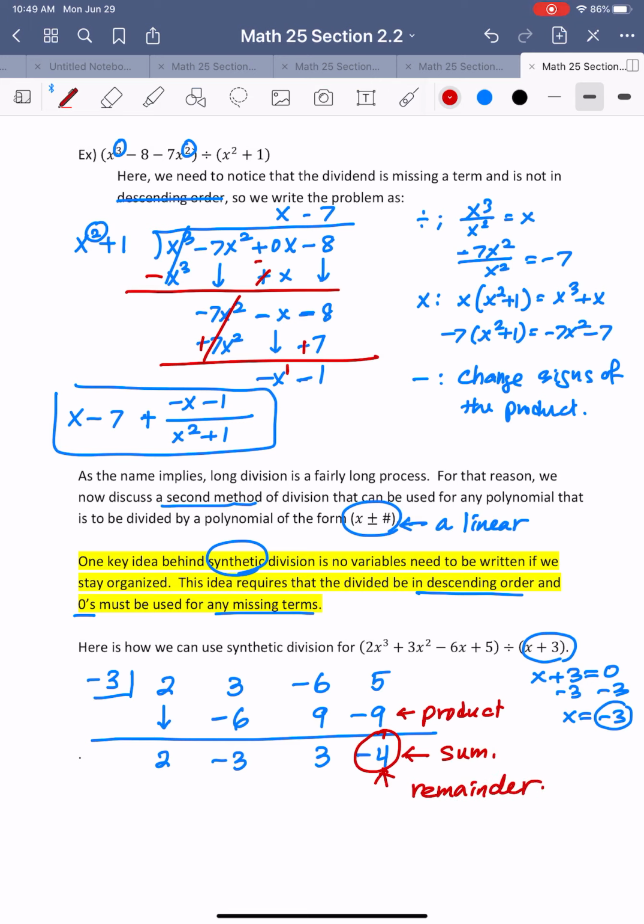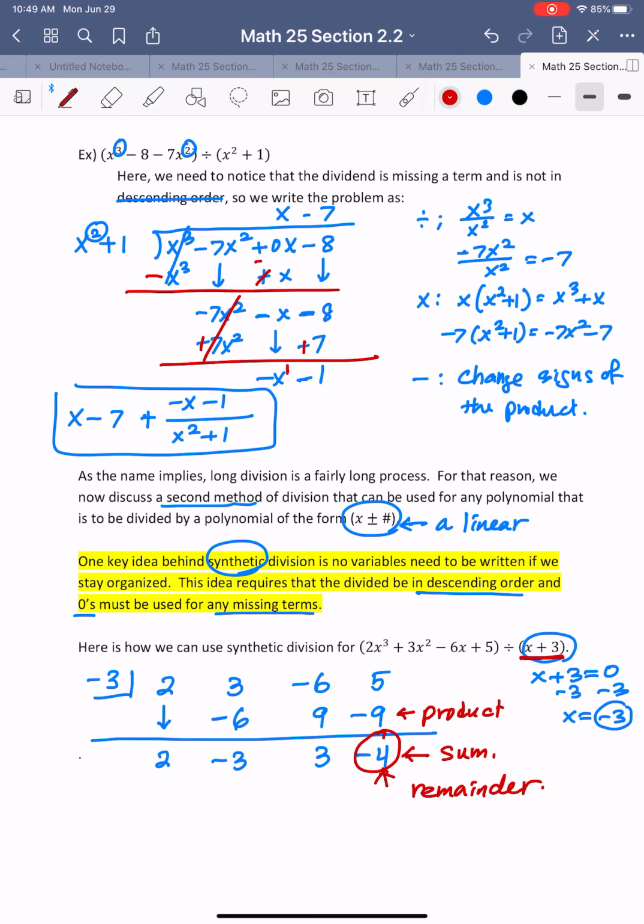If the last number, the remainder, comes out as 0, it means the x plus 3 that we use here is a factor. But since it doesn't come out as 0 as a remainder, x plus 3 is not a factor this time, okay? Then I want to show you how to write the answer like the long division, okay?